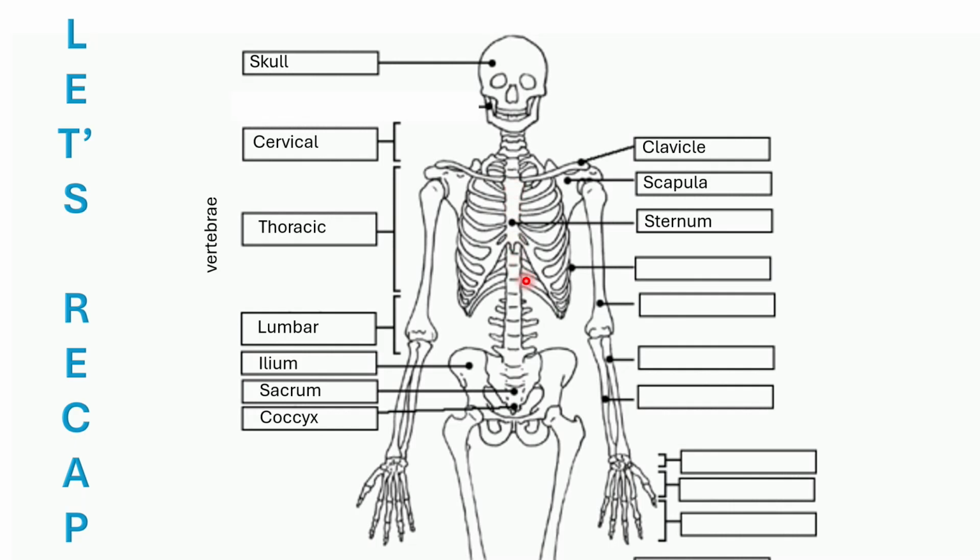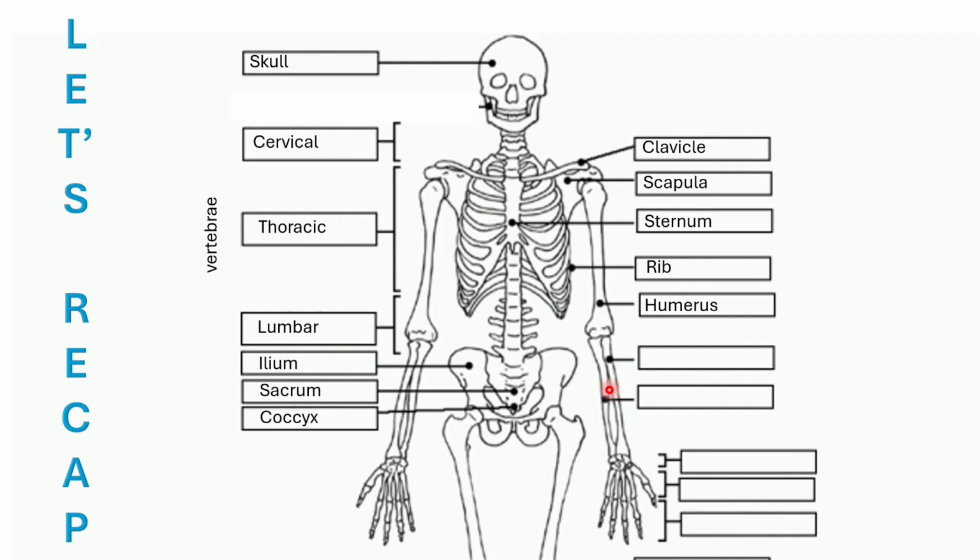And then the ribs, there's 12 pairs of them that protect our lungs and our heart. Then we can divide the arm into 3 major bones. The longest one, which is connected to the scapula and the clavicle, is this bone here, and that is your humerus. And then there are 2 bones, the radius and the ulna. We need to see which is which.